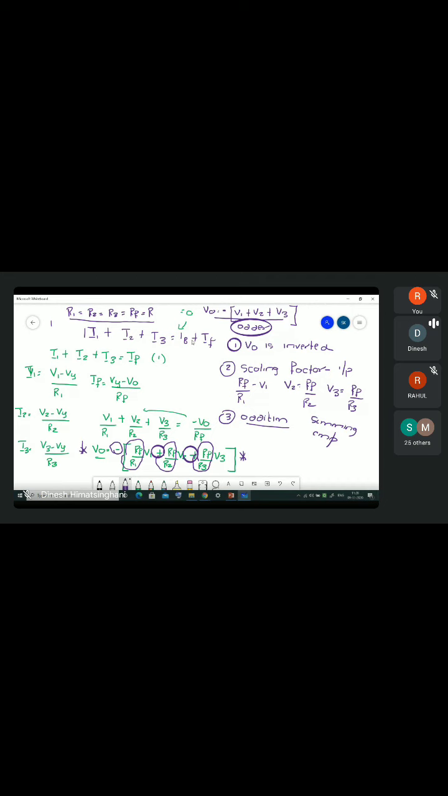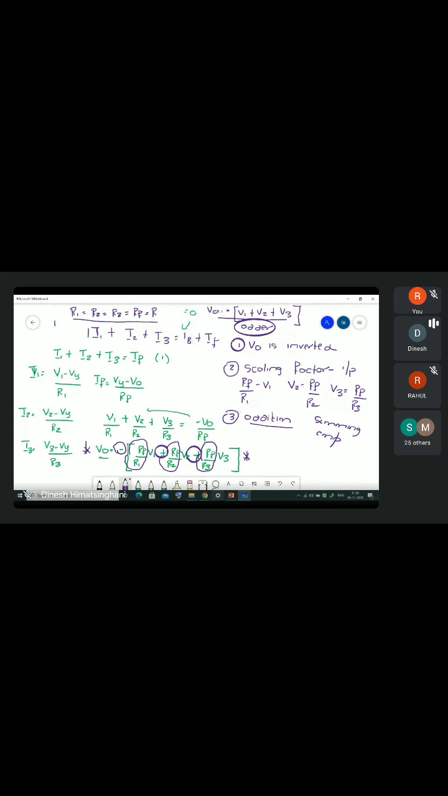minus V0 upon RF. Rearrange the equation, V0 is minus RF upon R1, that becomes the scaling factor for V1. RF upon R2 becomes the scaling factor for V2. RF upon R3 becomes the scaling factor for V3. So output is inverted, scaled, and added. Three things from this equation: output is inverted, each input is scaled, and added. When all the four resistances are equal, then it is minus V1 plus V2 plus V3. Okay, so this is the complete derivation, and I'll come back to the next slide now.